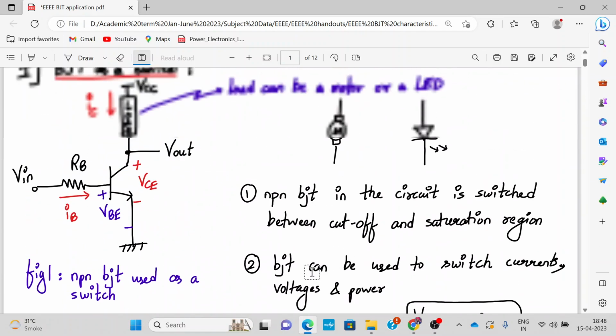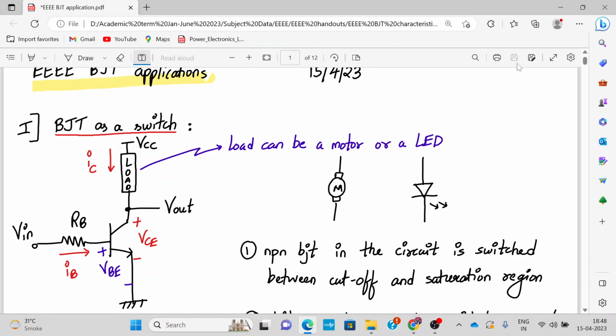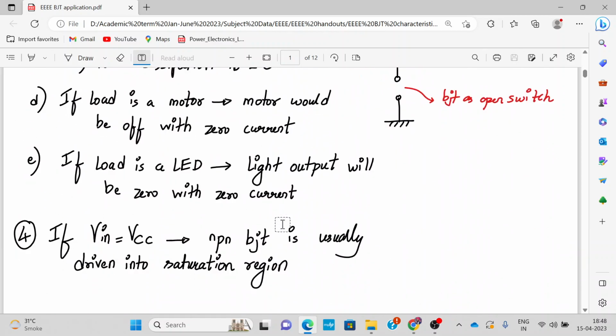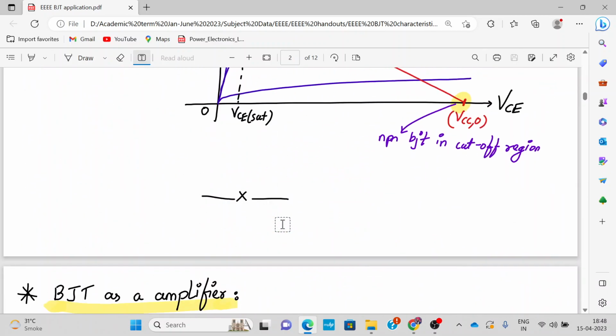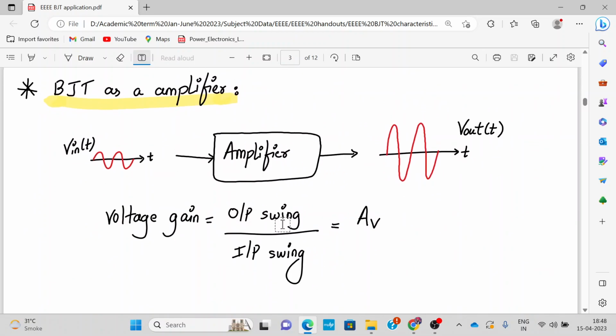So if they ask you a theory question based on it, this is what you have to explain to them. Okay, these 2 pages will be sufficient. Okay, now let us go to the next application, that is BJT as an amplifier.